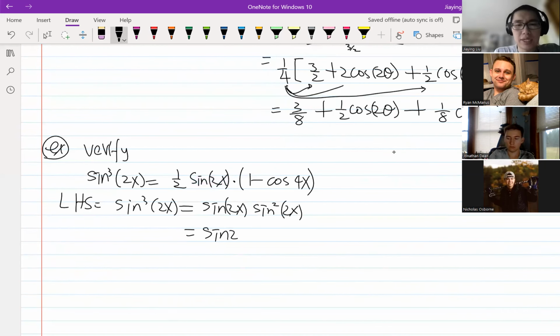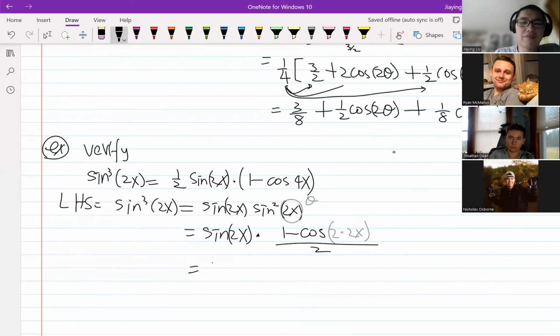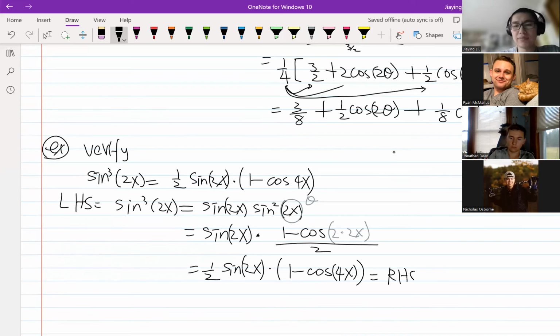So we get sine 2x times 1 minus cosine 2 theta. And if this is my theta, now I have twice of that, so 2 times 2x, and all divided by 2. So I can bring the half in front and just rewrite all the terms. Sine 2x is the same term, and then the numerator becomes 1 minus cosine 2 times 2x, 4x. There you have it. This is equal to the right-hand side. It didn't really add a lot of work in the process.